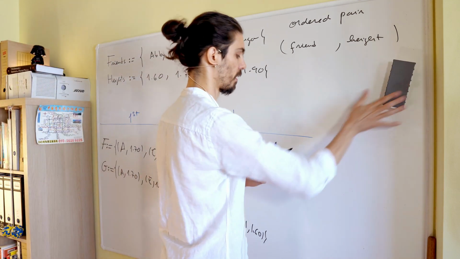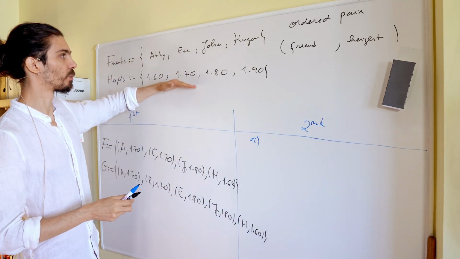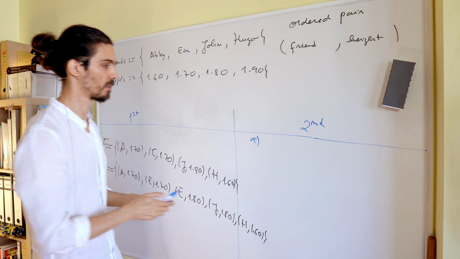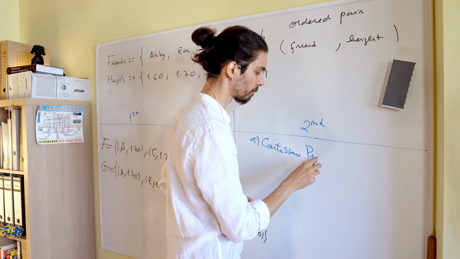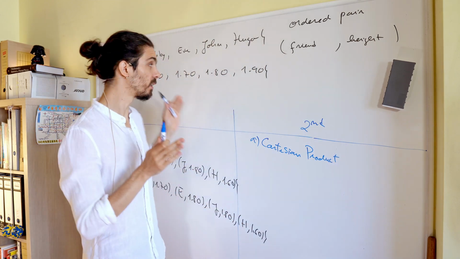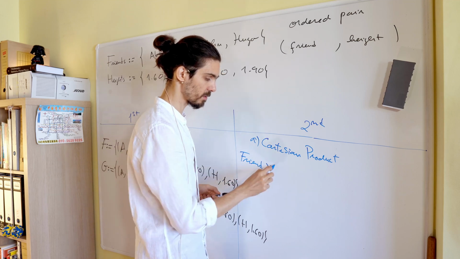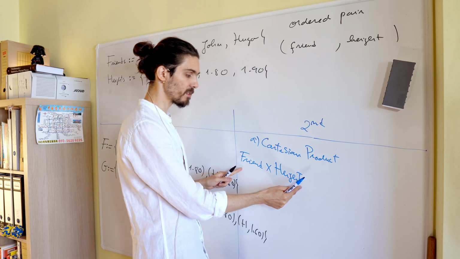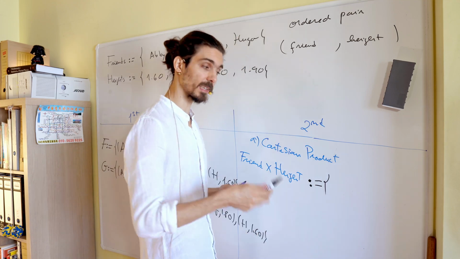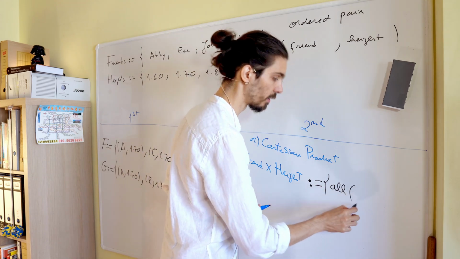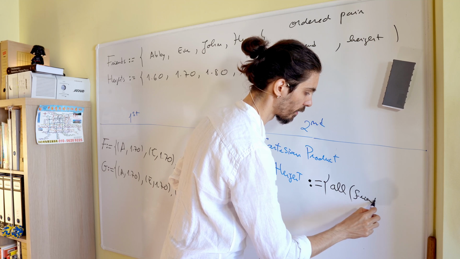Let's see the second. From the second, you have two steps. Step A, you make all possible combinations of elements of friends and heights in what's called the Cartesian product. The Cartesian product between these sets is denoted as friends times heights. This symbol is an abbreviation for the following set, which is essentially all pairs of the form friend, height.